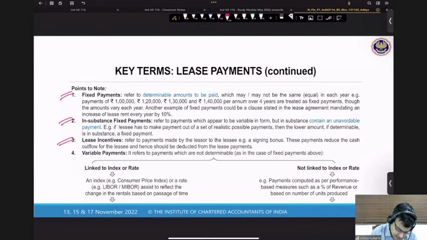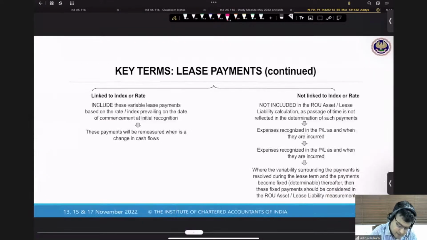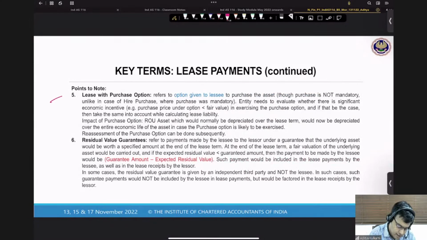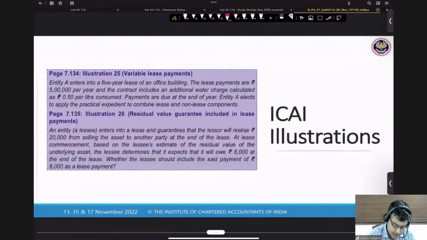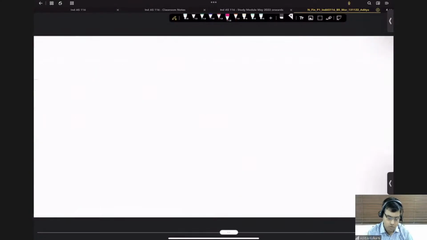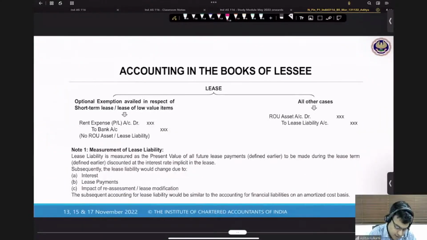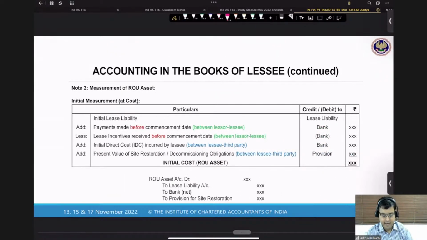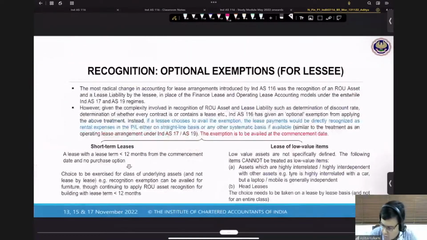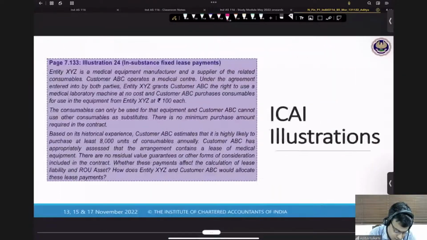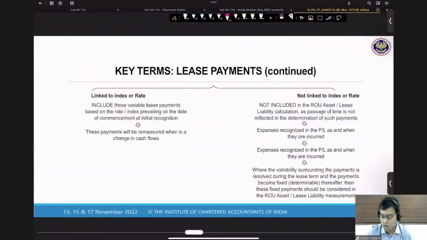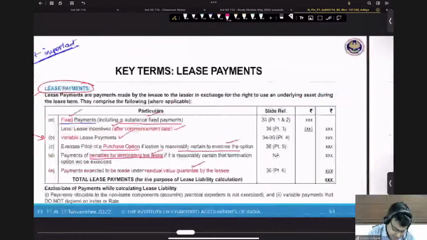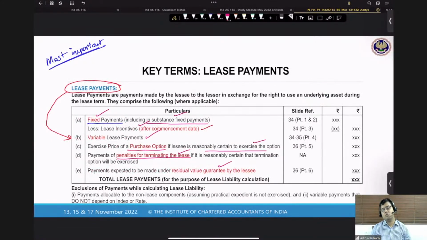I have discussed lease incentives. I have discussed variable payments. All of it I have discussed. Lease with purchase option discussed. Residual value guarantee discussed. So what I want you to do for the next class is be prepared with a lot of things. I need you to solve all these questions, and then we will be in a position to start physically solving the questions in the next class.